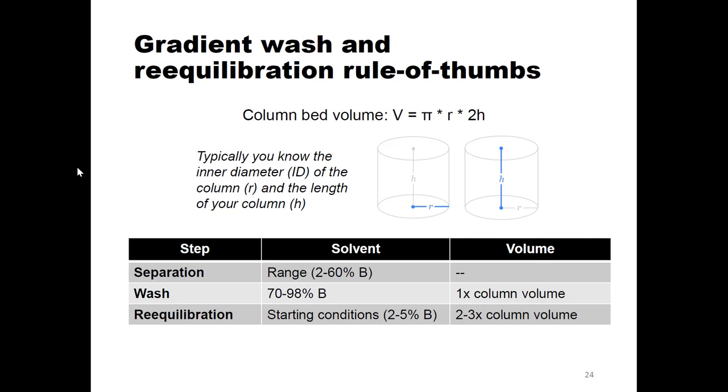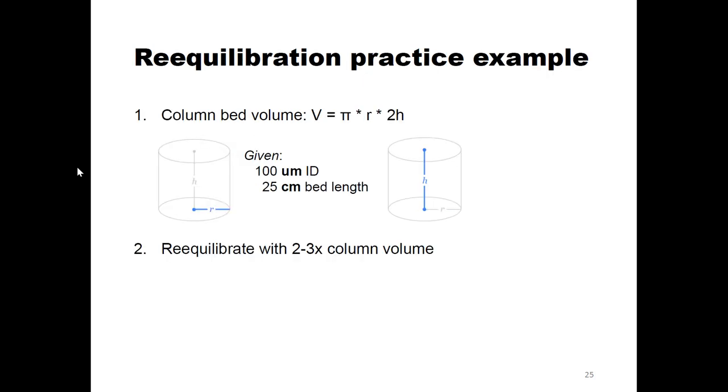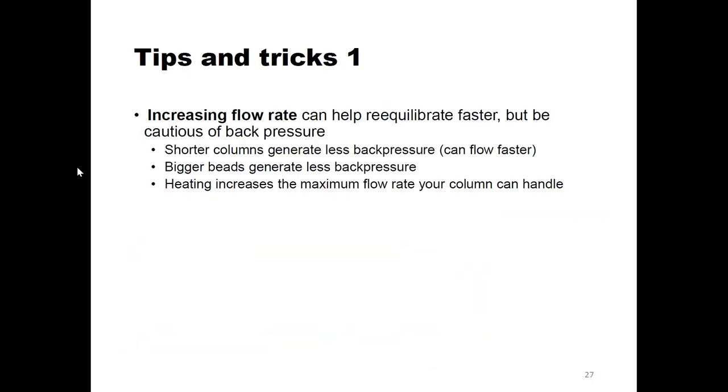there's a 70 to 98 percent, a very high percent organic that you would use for your wash, and do one column volume worth for your wash. Maybe if you're doing phosphopeptides or something more hydrophobic, you would need to lengthen that wash. If you have some sort of sticky peptide situation or sticky matrix, a longer wash would prevent carryover. Then the re-equilibration is typically 2 to 3 column volumes after that. So I have little exercises that you can do in here if you want to practice. But in the interest of time, we'll go straight to some of the tips and tricks.